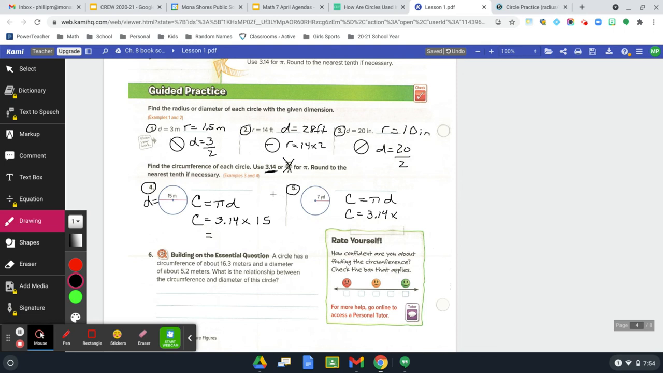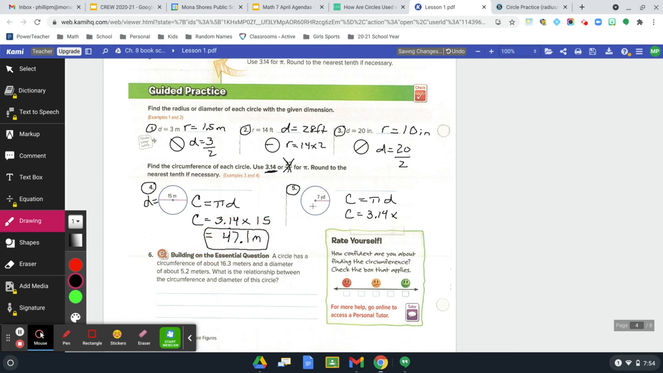And when the directions said round to the nearest tenth, if you notice when you multiply this on your calculator, you're going to see an answer of 47.1. And that's it. It stops. That's all you see on your calculator, and it's actually already rounded to the nearest tenth. So 47.1 meters is the perimeter, the circumference around that circle.